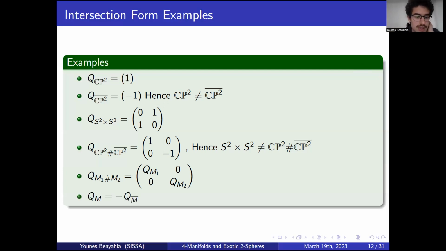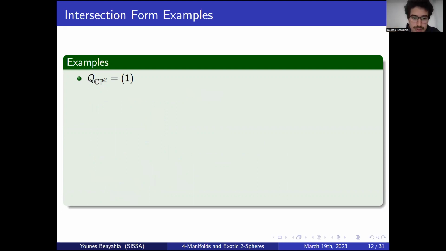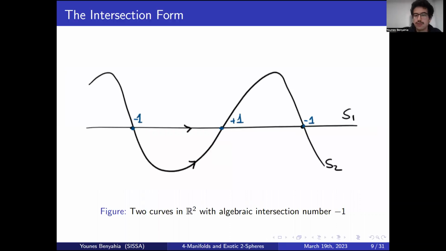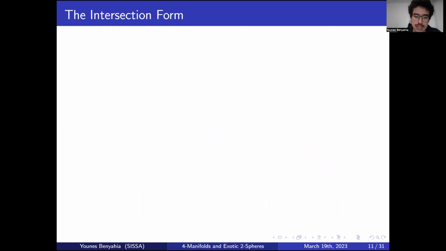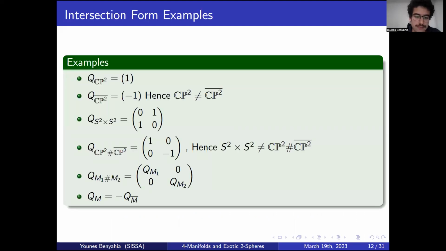Okay, the last example is that Q of M is always minus Q of M bar. So the intersection form, if you switch the orientation of M, you get M bar. By definition, M bar is M with the opposite orientation. And if you remember this image, if you switch the orientation of R2, you are switching all the plus and minus signs. So what you get is minus the intersection form. Q of M is minus Q of M bar.